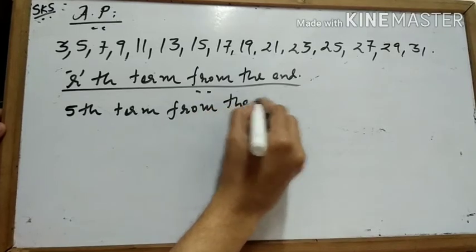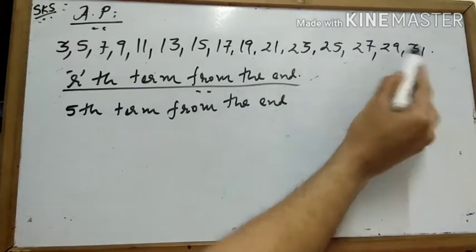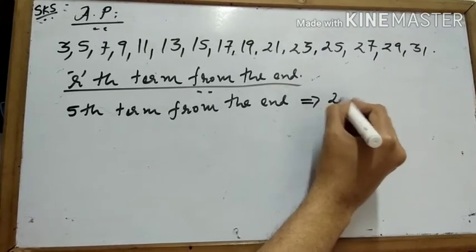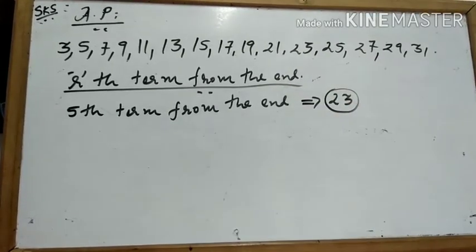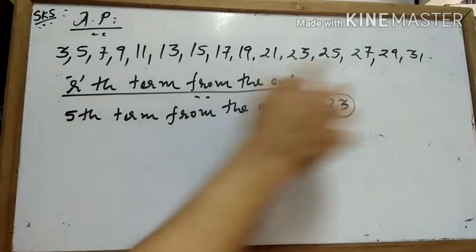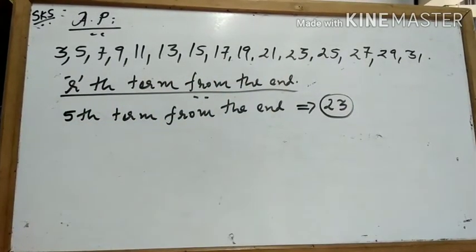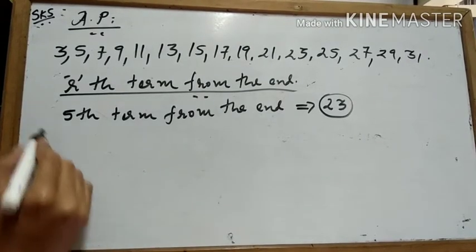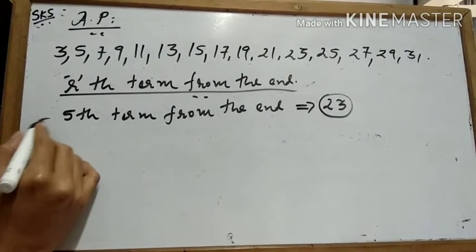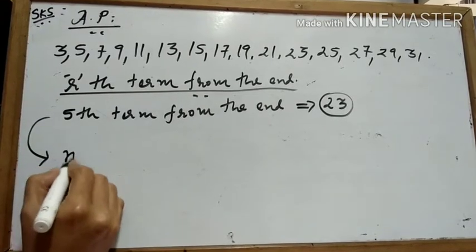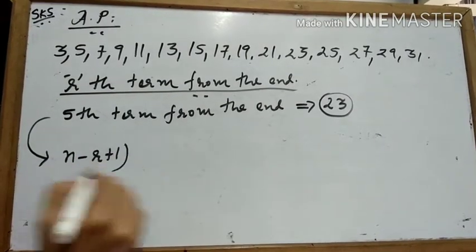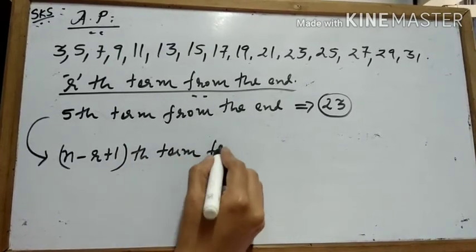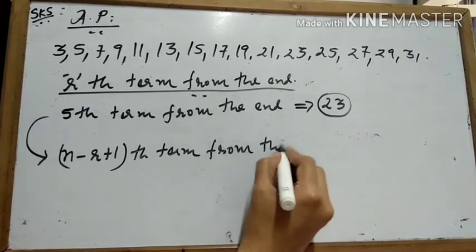Now please do not count and tell me. Of course we'll count: 1, 2, 3, 4, 5. So the fifth term from the end has value 23. But if I have not been given the entire sequence in this way, and I want to find the 5th term, then the 5th term from the end is equal to what? It is the n minus r plus 1th term from the beginning.